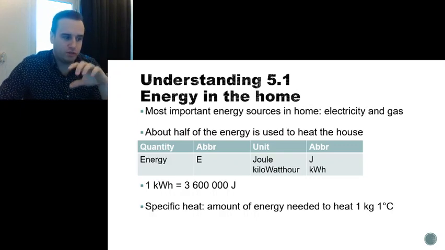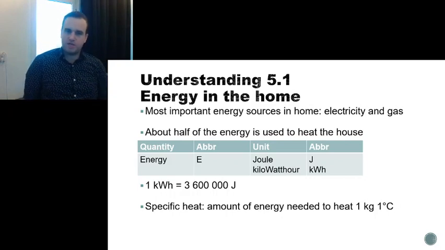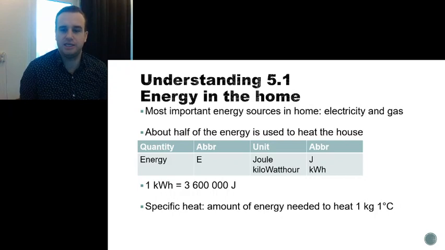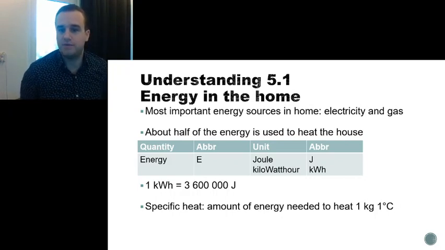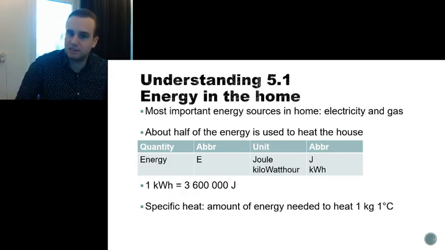So we're also going to look into specific heat, and before we introduce it, it's important to know what it is. Specific heat is the energy needed to heat something up by only 1 degree Celsius, and in this case it's per kilogram. So if you heat a kilogram of water, for instance, you require about 4,180 joule. If you would heat something else up, like a metal, you would require far less.